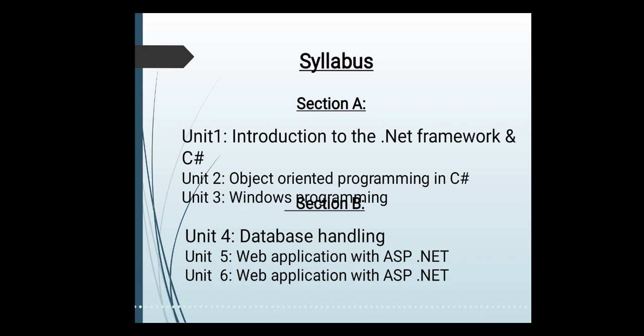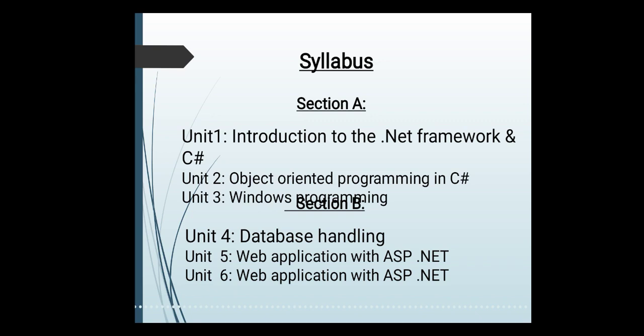Then the second unit is object oriented programming in C#. Already you have learned different concepts of object oriented programming with C++. The same concepts you can use with C#, but in a more advanced form. The things you will learn in object oriented programming in C# are classes, objects, inheritance, then polymorphism, what abstract classes are, then you will learn what interfaces are, how operator overloading should be used in C#, then delegates, exception handling. All these things are covered in unit 2.